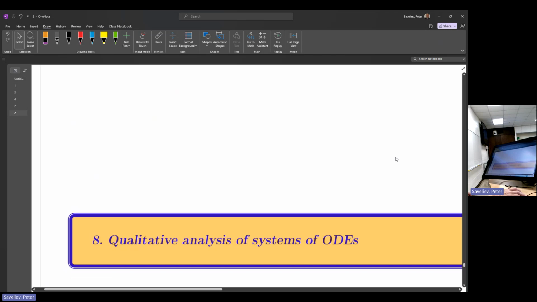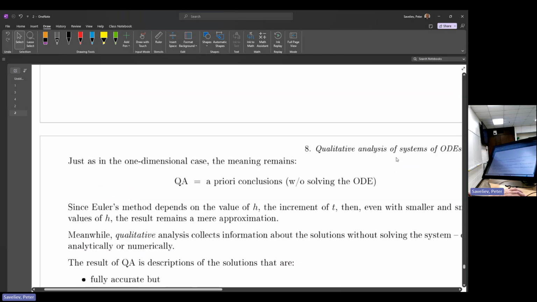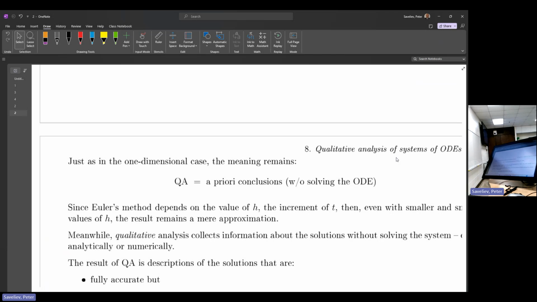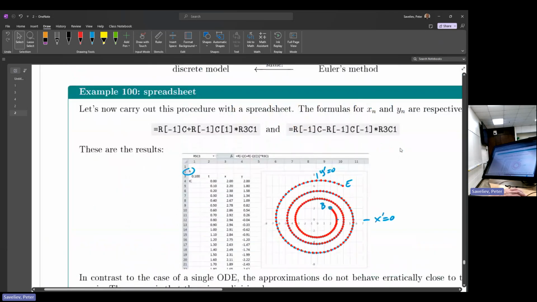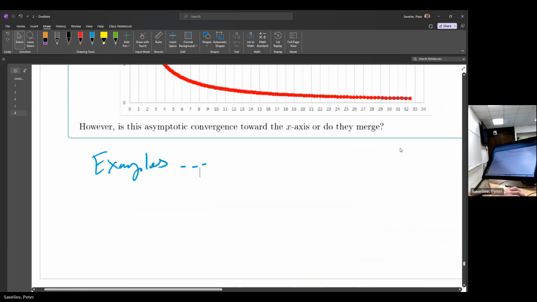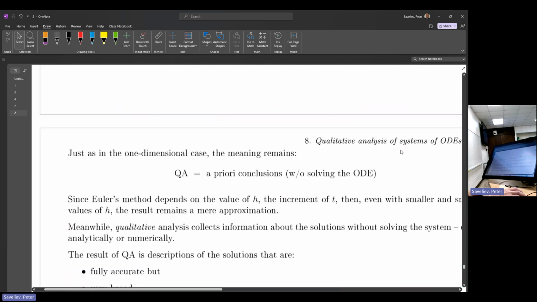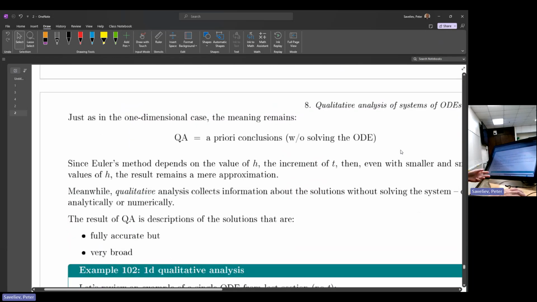Once again, it's a repetition that reemerges. These are a priori conclusions without solving the ODE. Numerical methods are not a priori conclusions but rather approximations. Qualitative results are not approximations. The drawback is that we do not have curves. We just say something very general about them, but it is totally 100% true. So if we say the graph has to cross the x-axis vertically, that's a fact, not an approximation. Fully accurate but very broad.